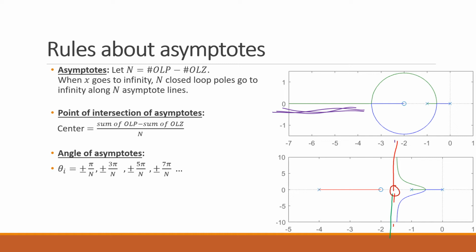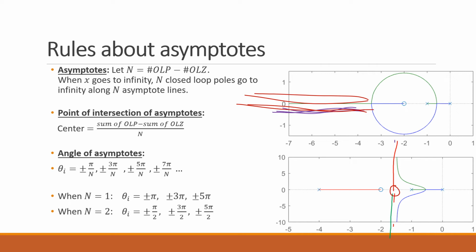Let's apply this. When n is 1, i.e. there's only one asymptote, the angles would be plus or minus pi, plus or minus 3 pi, plus or minus 5 pi, and so on. But if you note very carefully, all of these are actually the same angle. Plus pi is 180 degrees, minus pi is minus 180 degrees, and plus 3 pi and minus 3 pi are also the same angle. So all of these point to the same angle, and that is 180 degrees.